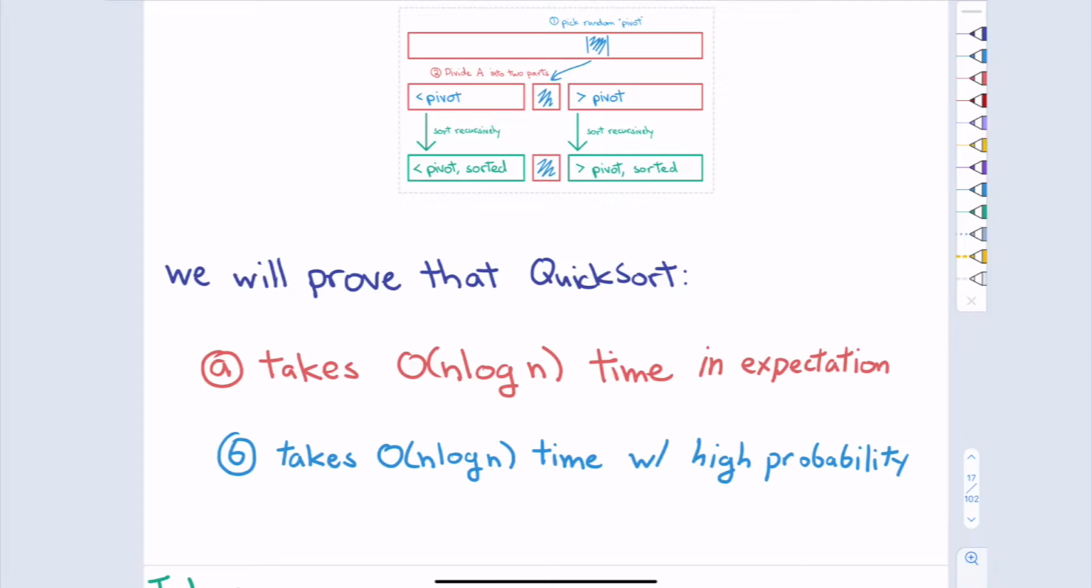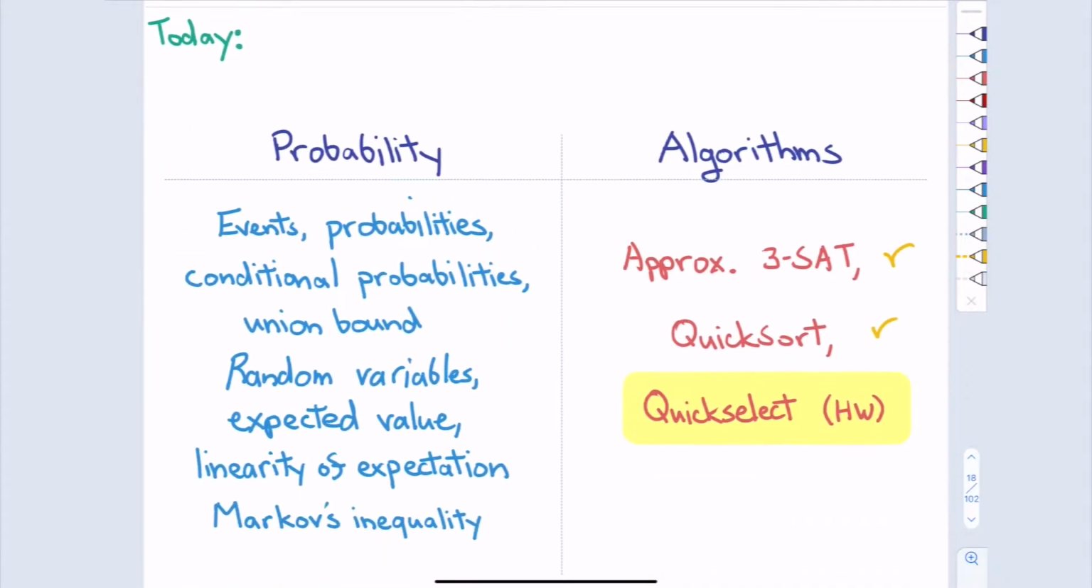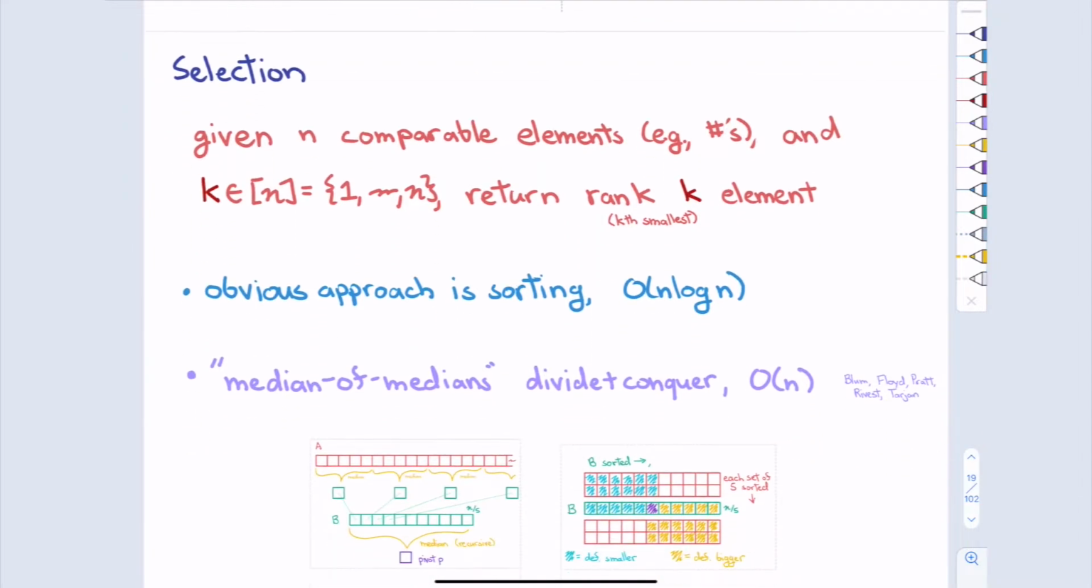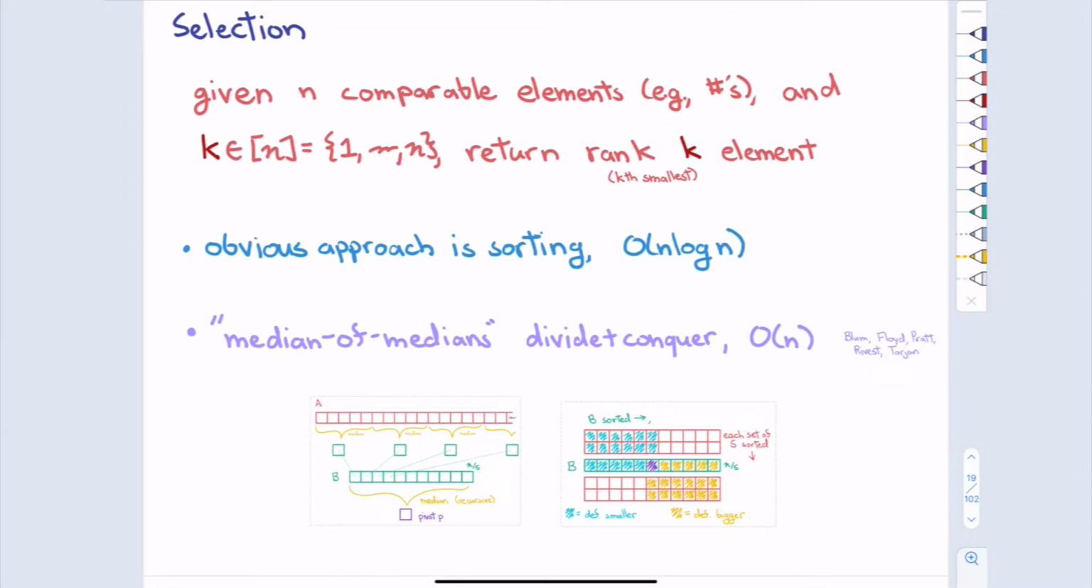All right. The last algorithm to try to get you guys excited is quick select. Maybe you've seen this too. Selection is a little bit like sorting, a little bit simpler. You're given n elements, again in no particular order, but they're comparable. I give you some index k, like n over 2 would be the median, and I say, give me the k-th smallest element, sometimes called the rank k element.